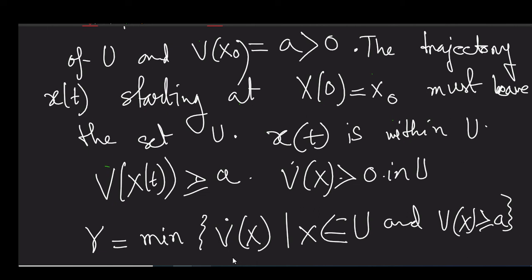If this set is not compact, then there is no guarantee that you can find a minimum point within that range. Had we considered an open or unbounded set, it is difficult for us to tell that minimum value. But when we are talking about a closed and bounded set, obviously we can figure out the minimum and maximum value of a continuous function, right? So if this V dot x is continuous, then we can figure out the gamma, and this gamma should be greater than 0 because V dot x is greater than 0.